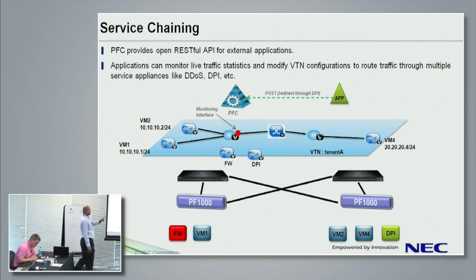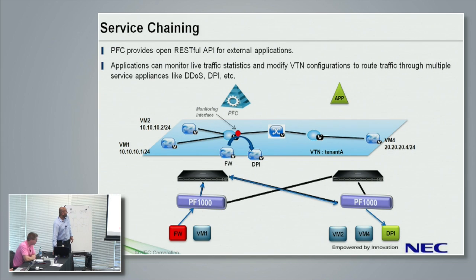And then the application will send a POST API message to redirect through the DPI. Once the message has been received by the PFC, the VTN changes and the packets go through the deep packet inspection. So this is how it works from the API.